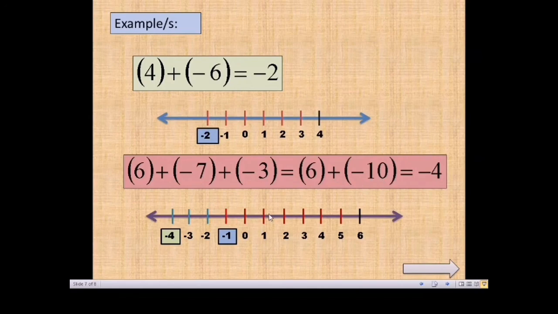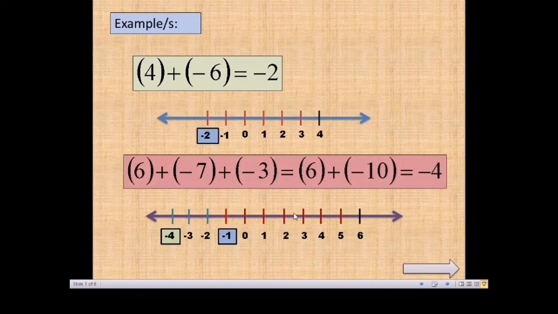Let's have it here. I have here the positive 6, and I am asked to add negative 7. Since this is negative 7, I will move 7 lines to the left from 6. So 7 lines. 1, 2, 3, 4, 5, 6, 7. And then from here, I will add negative 3. So negative 3, another 3 lines to the left. So 1, 2, and 3. So we already put the lines needed.